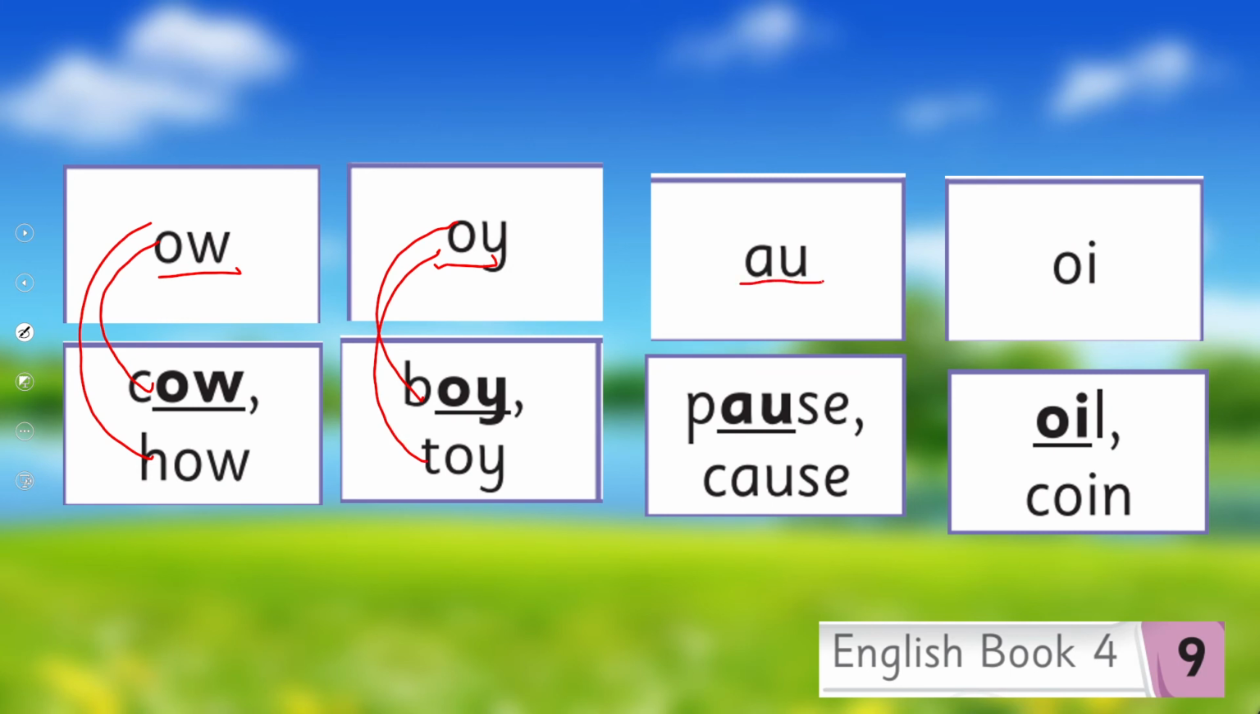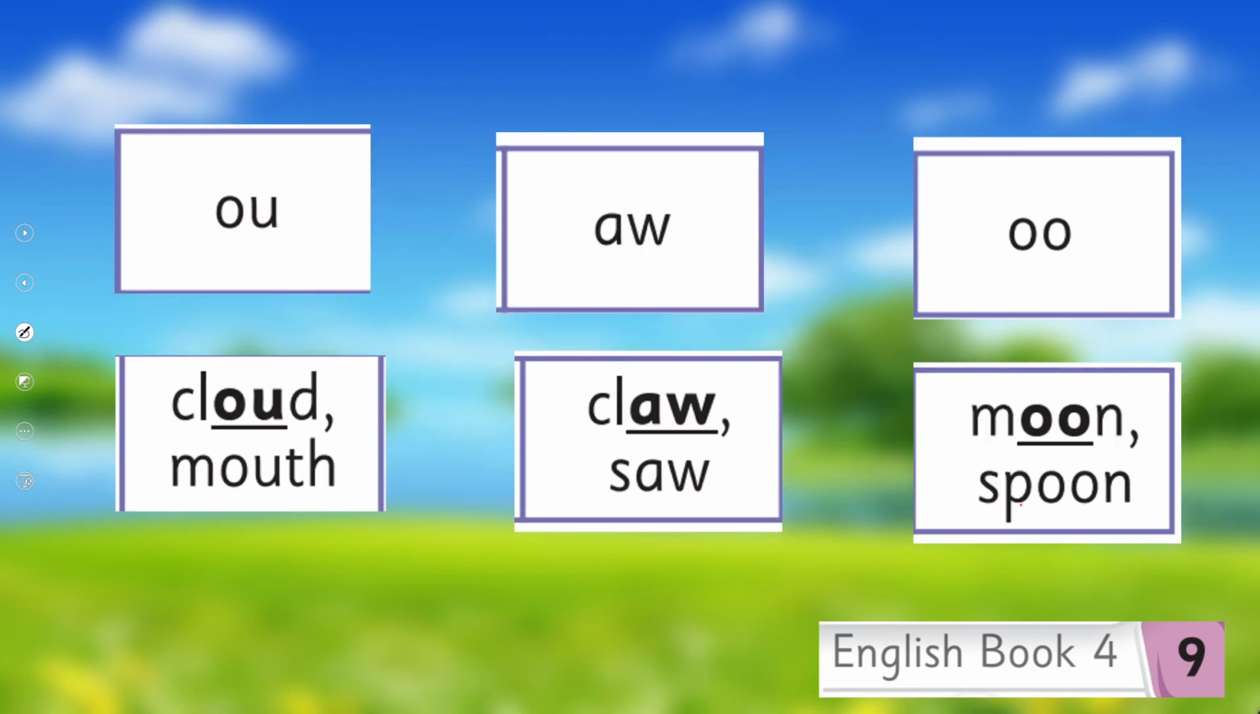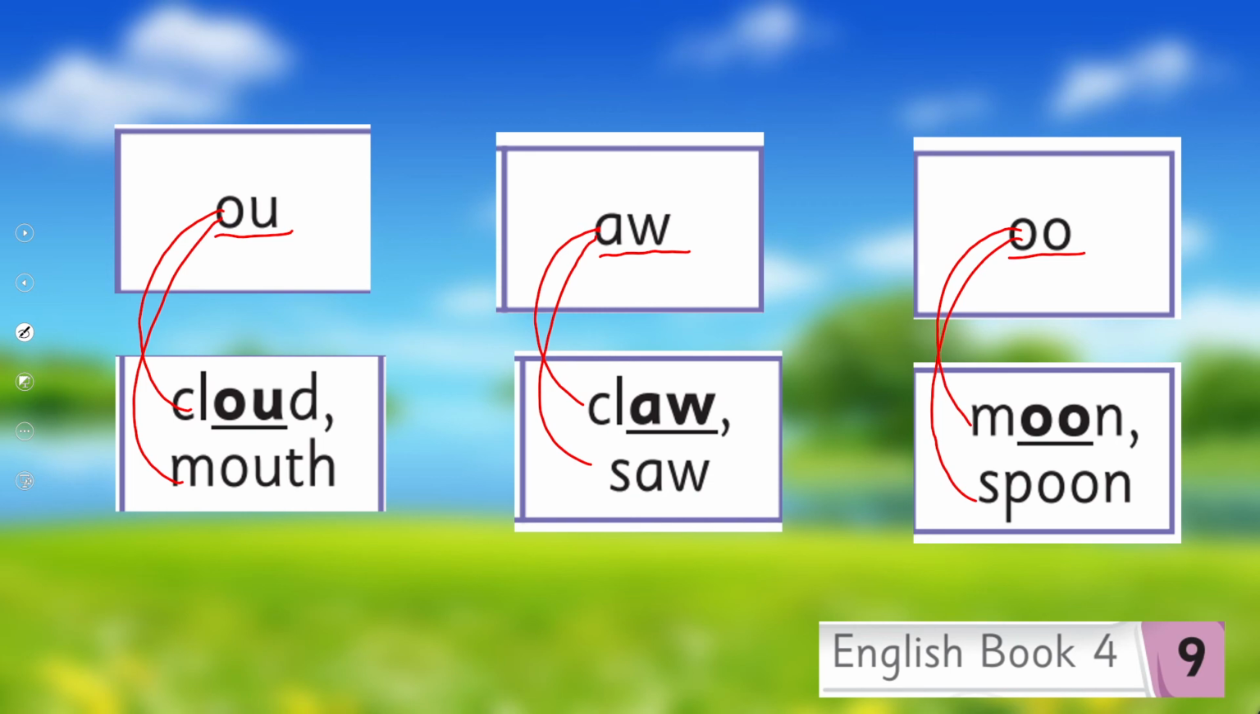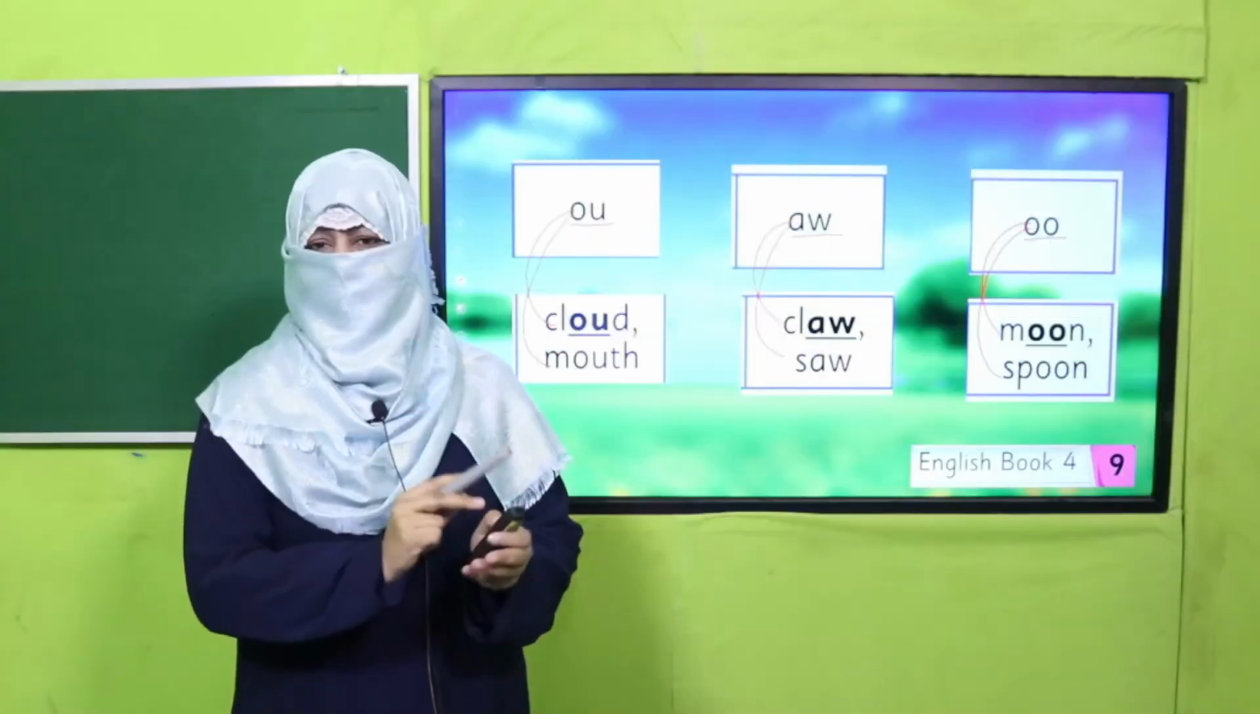AU says aw, pause, cause. OI says oy, oil, coin. OU says ow, cloud, mouth. AW says aw, claw, saw. OO says oo, moon, and spoon. Right? So these are 8 diphthongs.